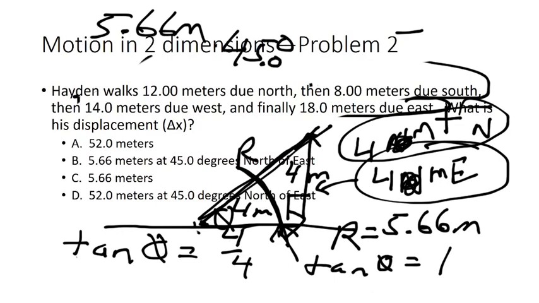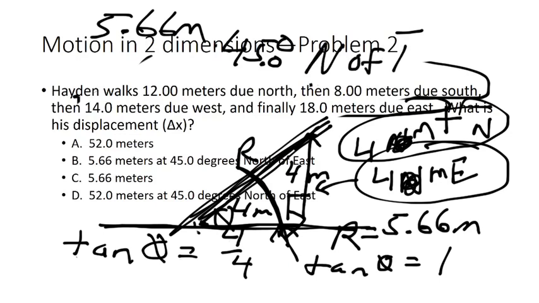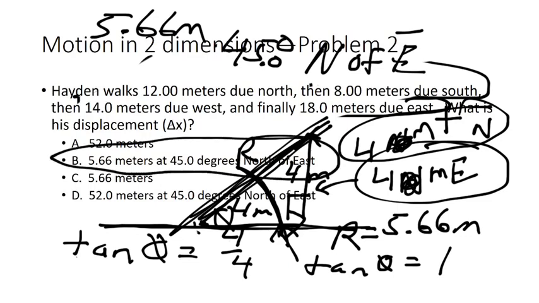We'll say 45.0 degrees to get our sig figs right. We also need to give it in terms of north, south, east, and west. The easiest way to do that is to start at the horizontal, in this case the east, and we're moving toward the north to get to this resultant line. So we're going to say this is 45 degrees north of east. So the correct answer here is answer B, 5.66 meters at 45 degrees north of east.